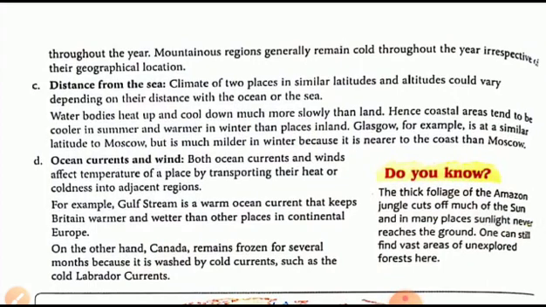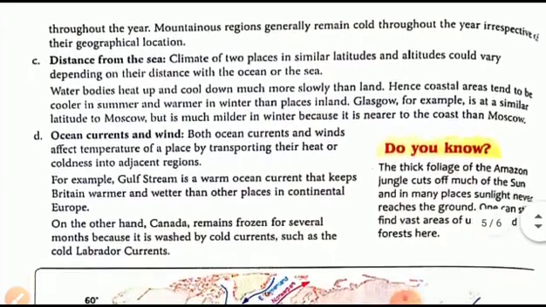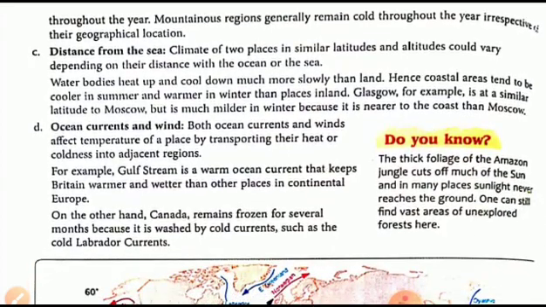The climate of two places in similar latitudes and altitude could vary depending on their distance from the oceans or the sea. So the places which are nearer to the sea will have a hot and humid climate. They will be cool in summer and warm in winter. Water bodies heat up and cool down much more slowly than land. Hence, coastal areas tend to be cooler in summer and warmer in winter than places inland.